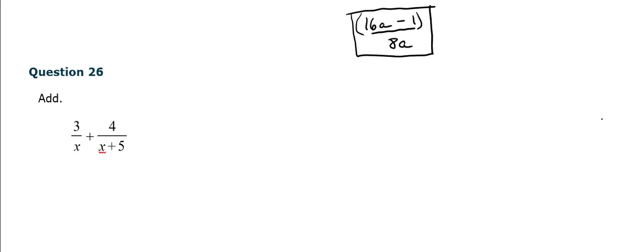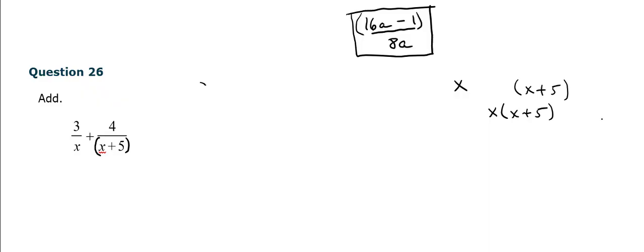Let's do another addition problem. We have 3 over x plus 4 over x plus 5, and I'm going to put the x plus 5 in parentheses. So again, when I look at finding a common denominator, the first denominator has factors of just x, and the second one has factors of only x plus 5. So in finding our common denominator, remember, we use all factors the most times that it occurs in a single factorization. So we use both x and x plus 5.